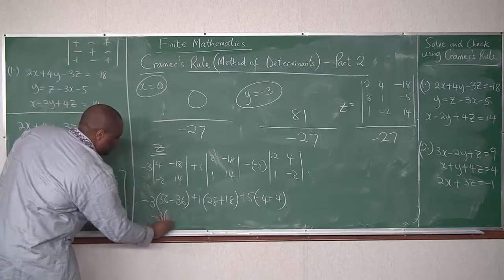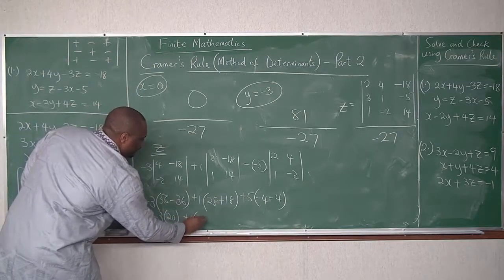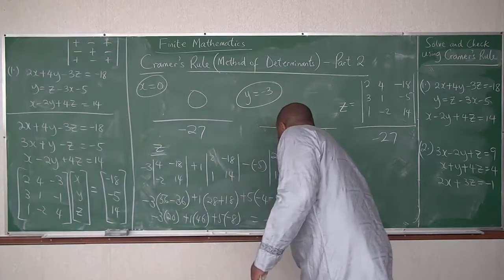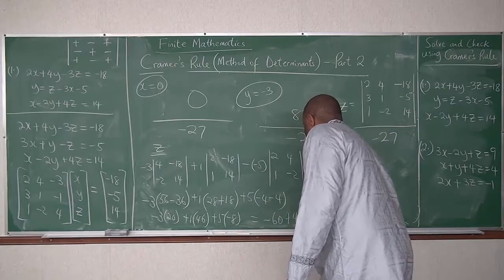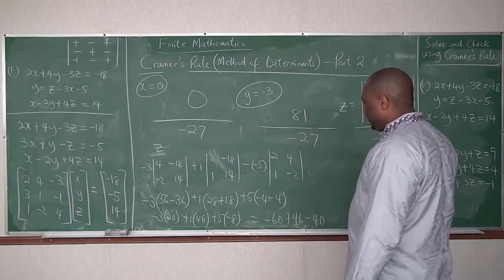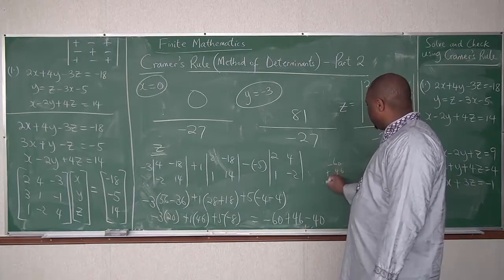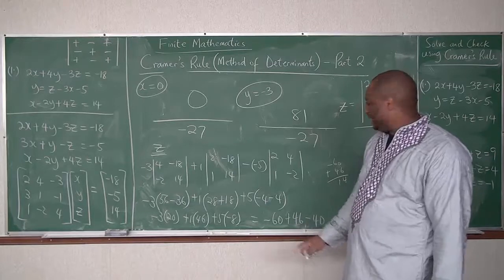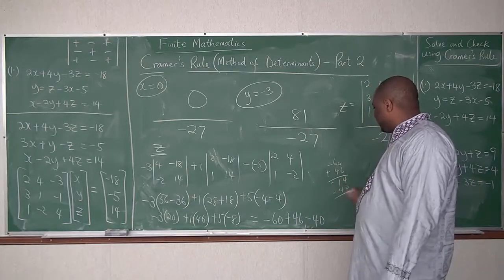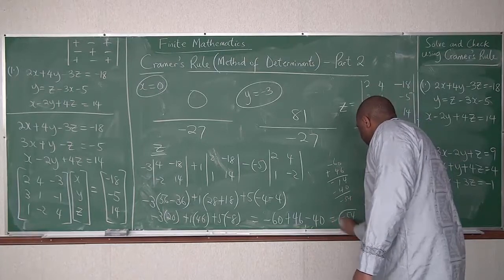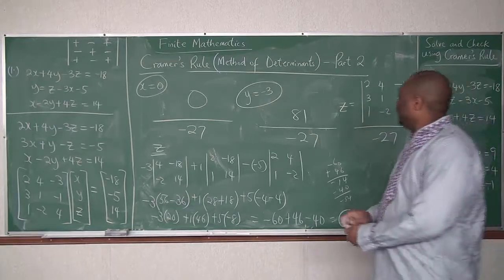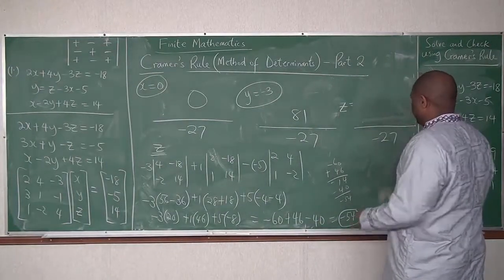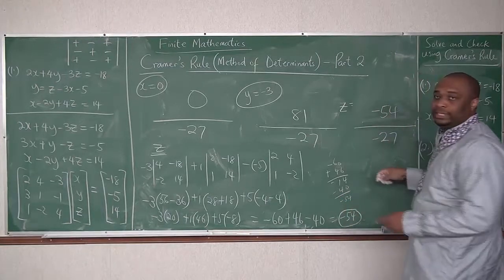So this will be negative 3 times 20 plus 1 times 46 plus 5 times negative 8. And that will give us what? Negative 60 plus 46 minus 40. Negative 60 plus 46 is negative 14. Minus 40 is negative 54. So we have negative 54. Our z will be negative 54 over negative 27, and our z will be 2.